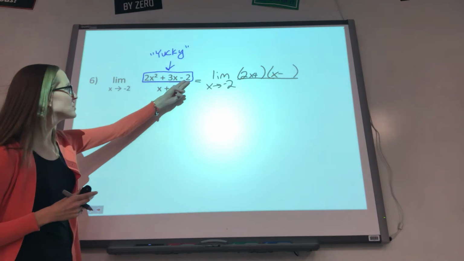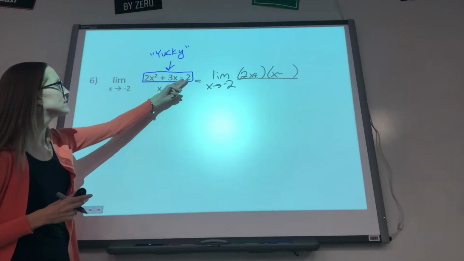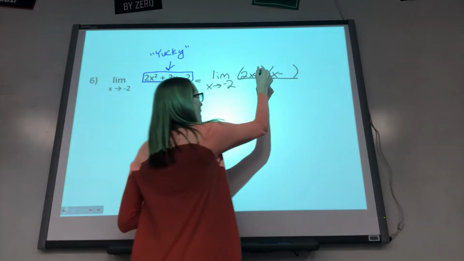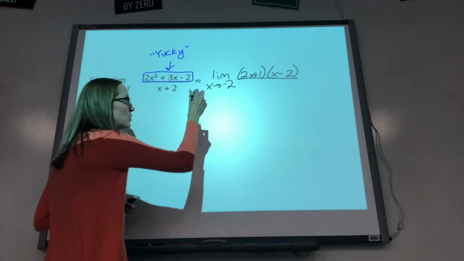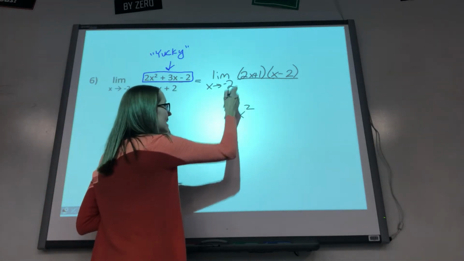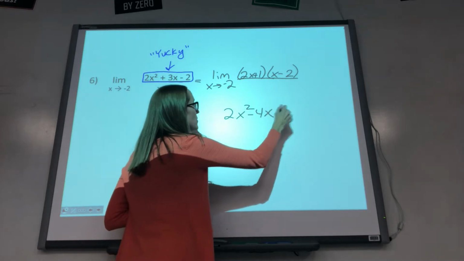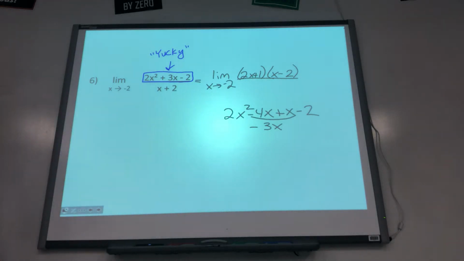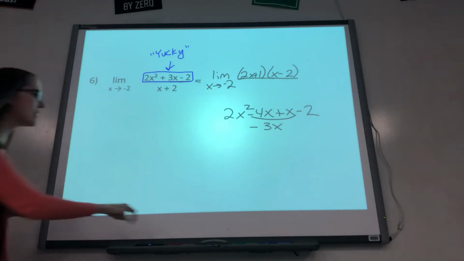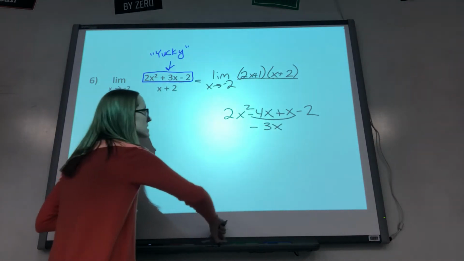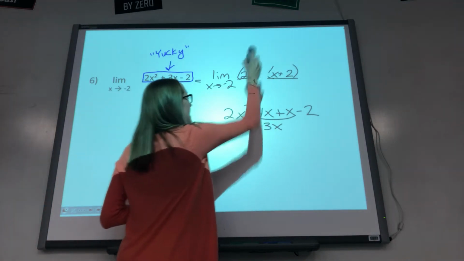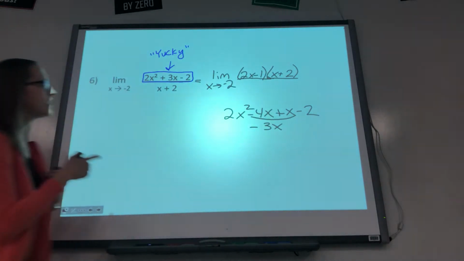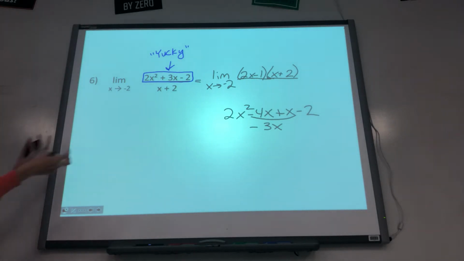And with yucky factoring, you're only looking for numbers that multiply to that last number. So the only numbers that multiply to 2 are 1 and 2, but I don't think I've got it yet. If I FOILed that out to check, that would actually give me a negative 3x in the middle. I needed positive 3x. So I just need to switch my signs. I'm going to make that minus 1 and then plus 2. That should fix everything that I need.